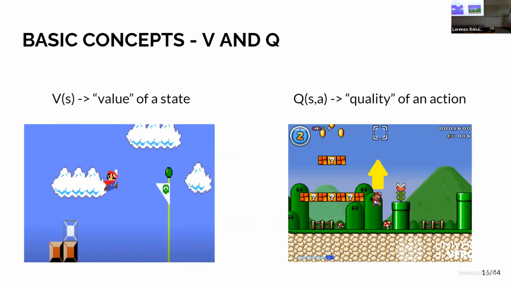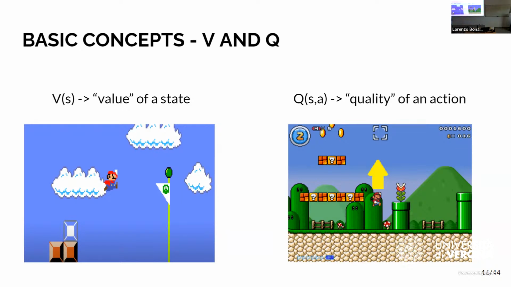There are two fundamental functions when we speak about reinforcement learning. One is the value function that I just talked about a moment ago, and the other is the quality function. The value function, like I said, is the idea that, given a state, we know how good a state is by itself.